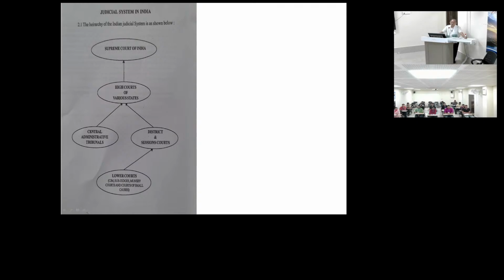So these are the courts, hierarchy of the courts and the tribunal. At the top, Supreme Court of India, then the High Courts, then the District and Session Courts, and on the left side, what have you seen? CAT, and the lower courts.